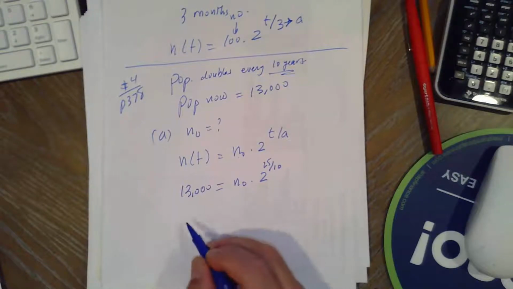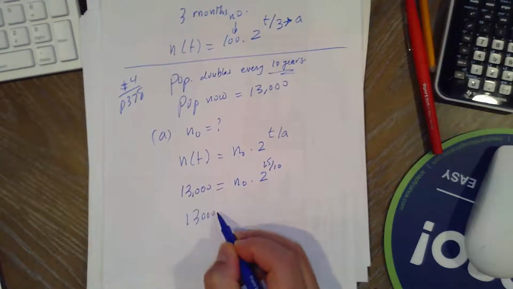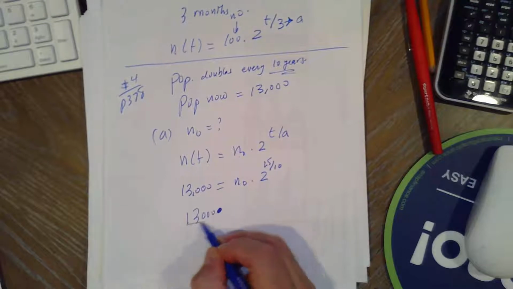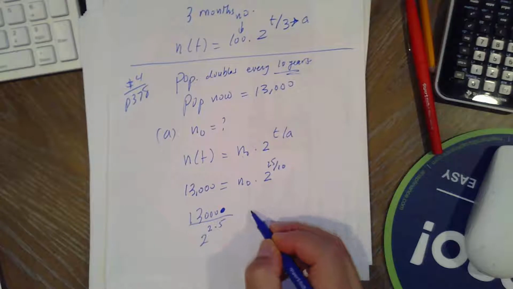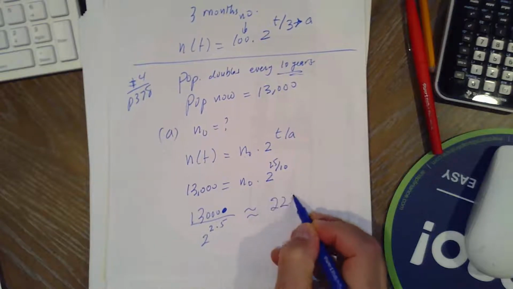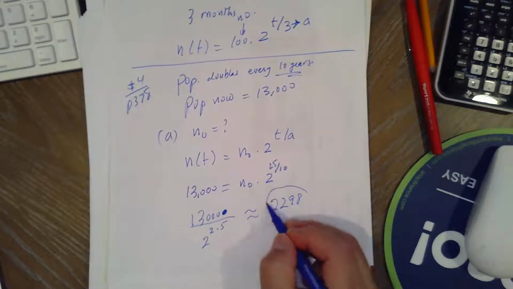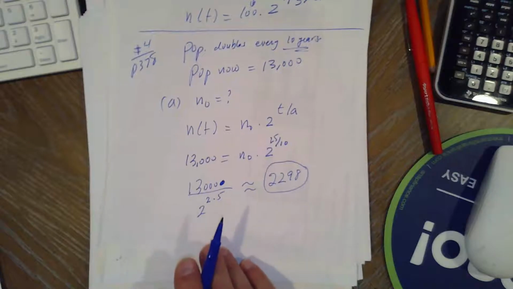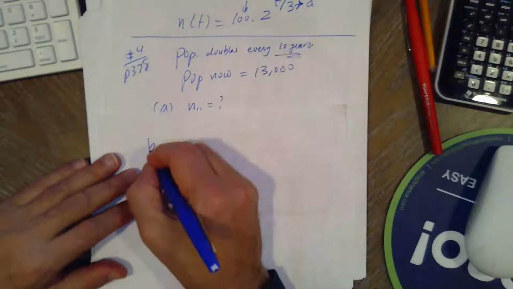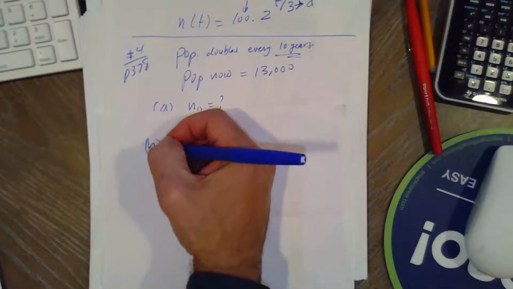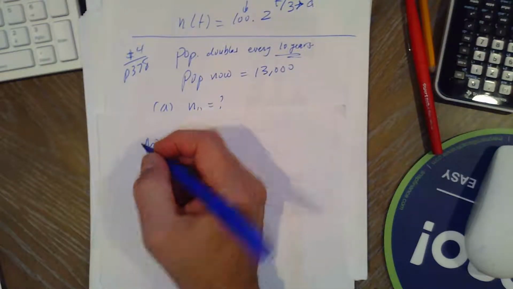So to solve for N sub 0, we divide 13,000 over 2 to the 2.5, which is roughly 2298. So that was the population size 25 years ago. Part B, estimate the bird population 5 years from now.